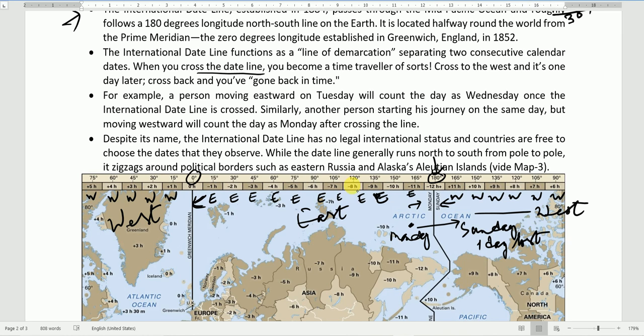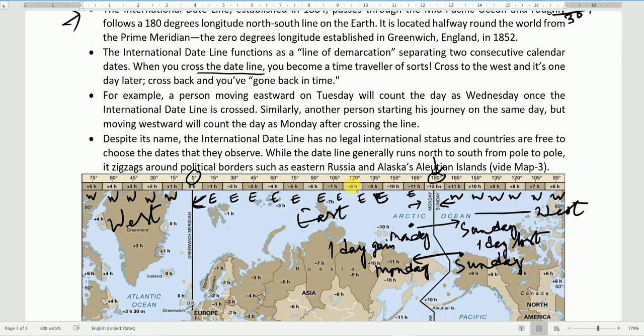Similarly, see, you are here, and when you cross the international dateline towards the east, let us say the day is Sunday. When you cross the international dateline towards the east, then it becomes Monday. That means 1 day is gained.